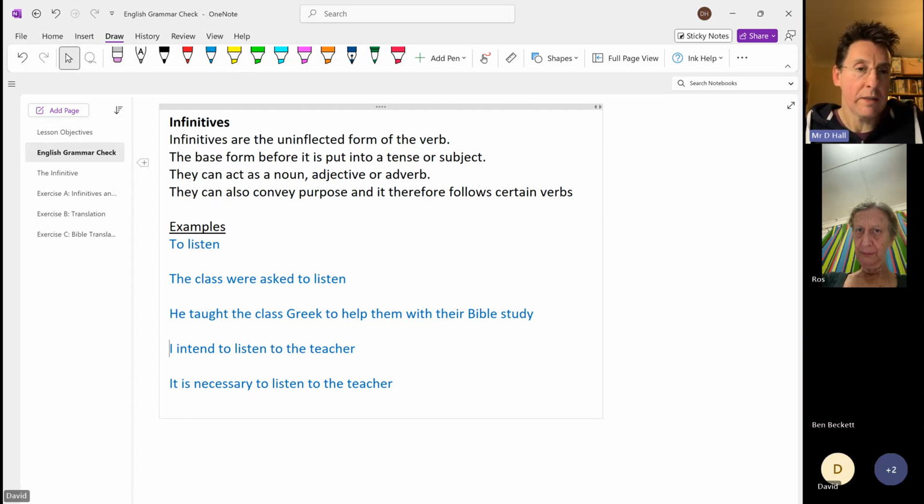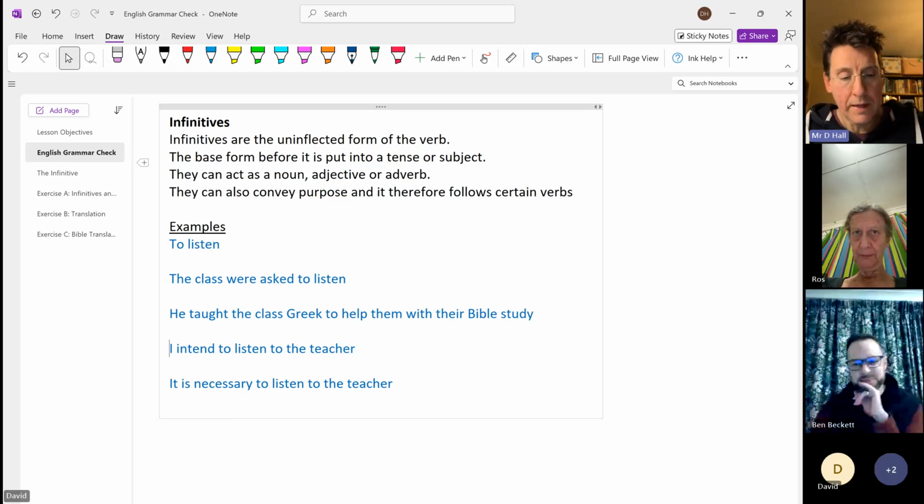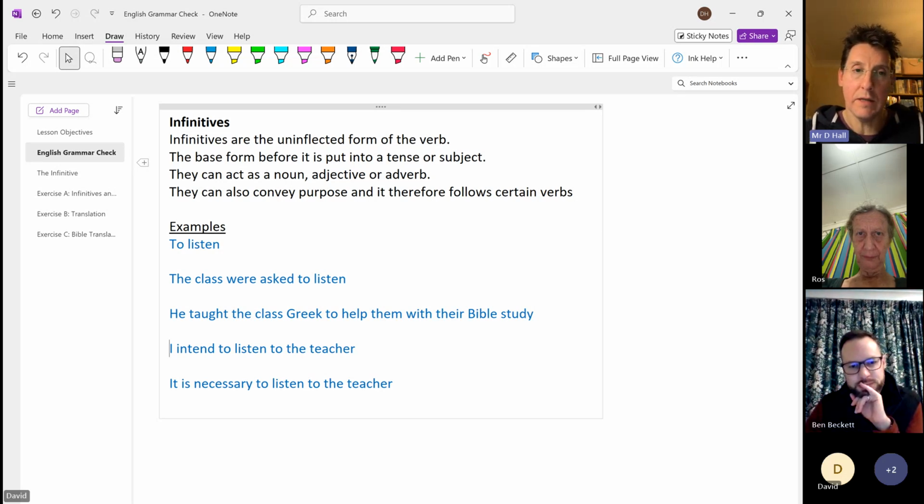So it's what we might say is the base form before it's put into a tense or a subject or something like that. So they can act as nouns, adjectives, or adverbs. Okay, so when they come in a sentence, they could be acting in the place of a noun of some sort, or it might be describing a noun in some way, or it might be describing a verb, an adverb. So we'll see that in some examples in a moment.